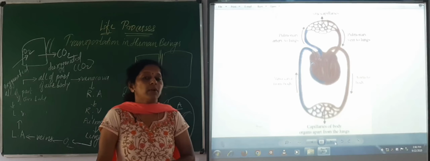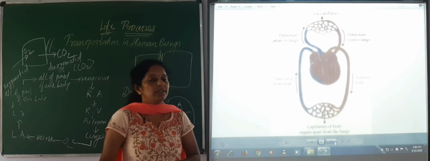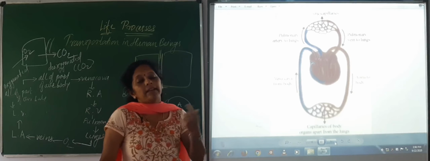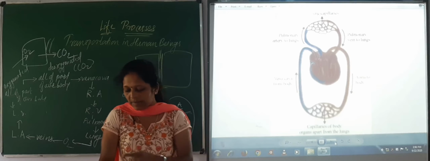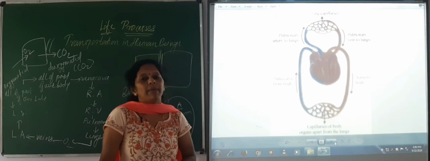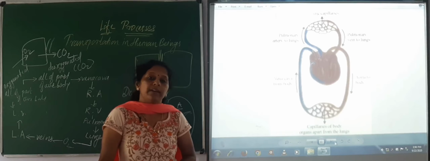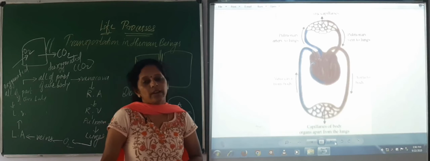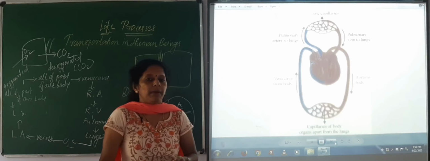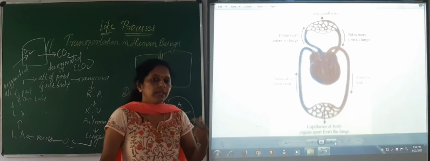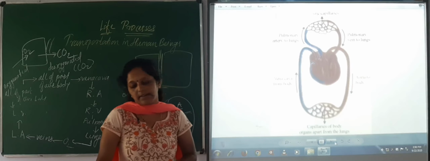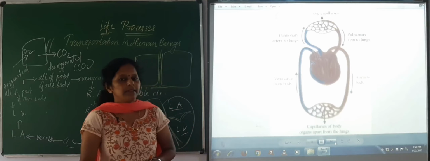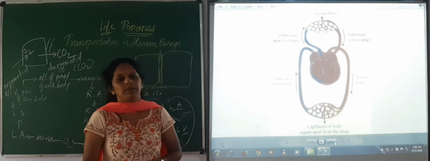The lymphatic system has a large number of WBCs, so it acts as part of the immune system, fighting against germs. Stamina and immunity are increased with the help of the lymphatic system because it has more white blood cells. So this is about the lymphatic system and transportation in human beings.